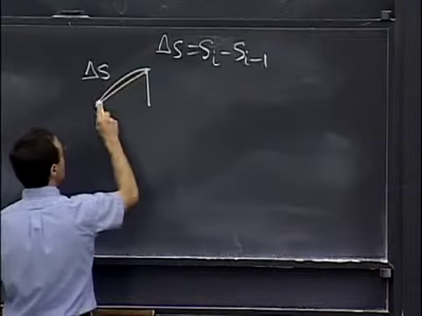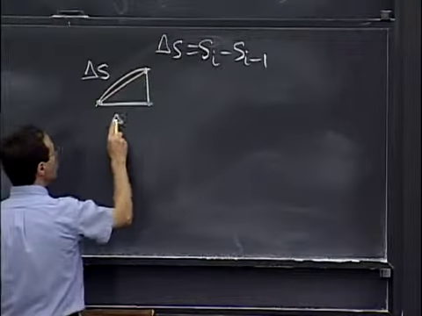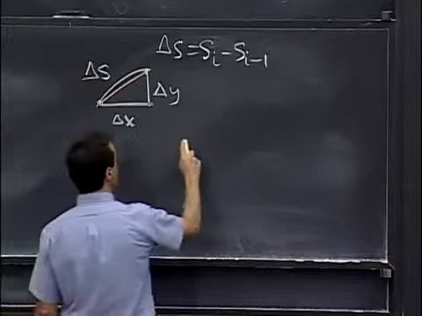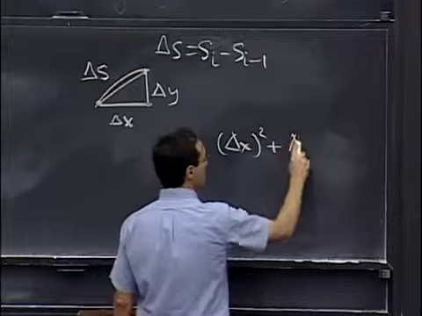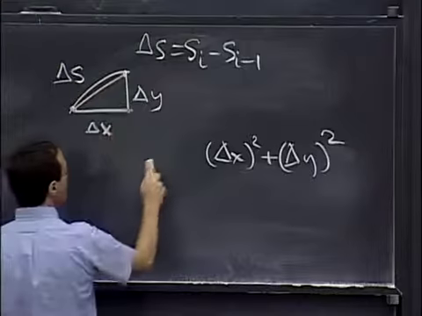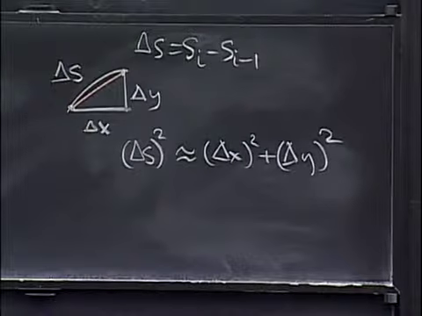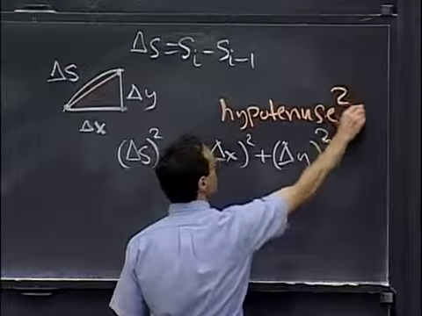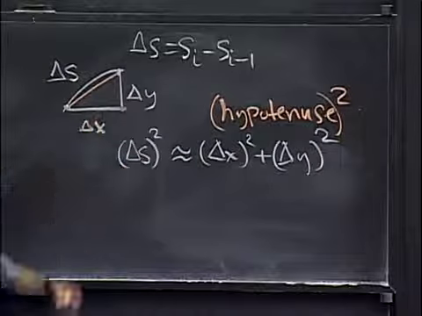And then I can figure out what the length of the orange segment is, because the horizontal distance is delta x and the vertical distance is delta y. And so the formula is that the hypotenuse is the square root of delta x squared plus delta y squared. All right? And delta s is approximately that, so what we're saying is that delta s squared is approximately this. All right? So this is the hypotenuse squared, and it's very close to the length of the curve.